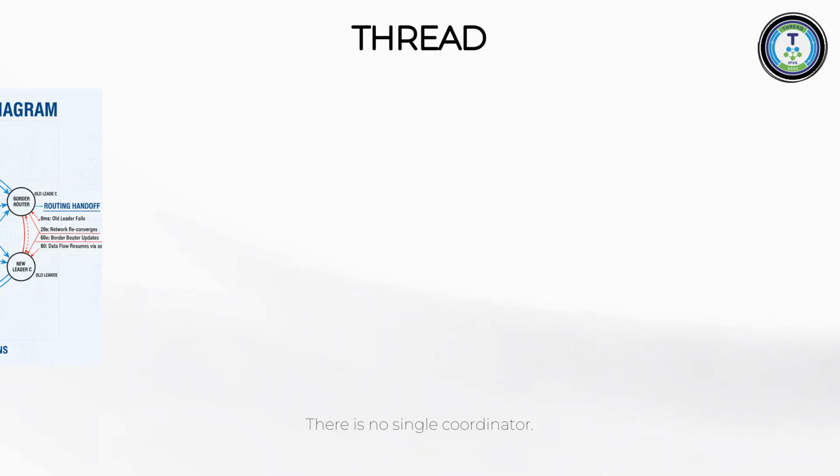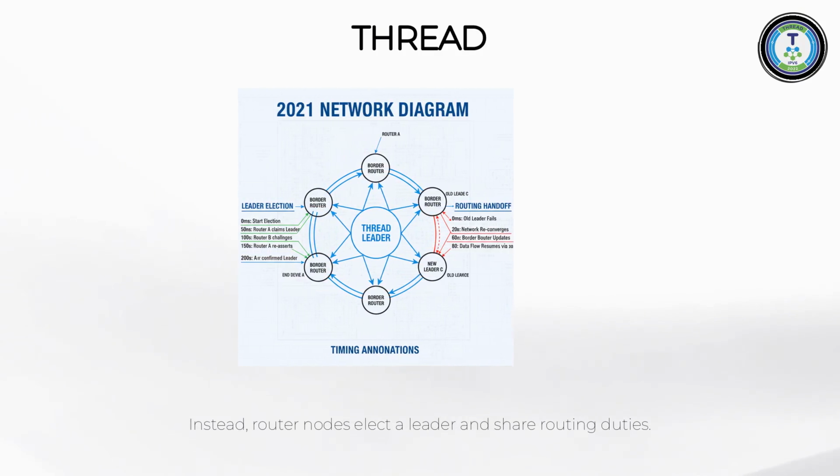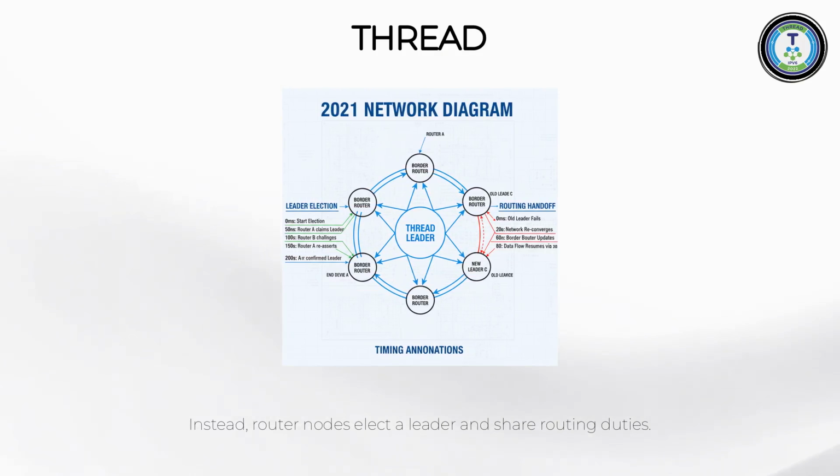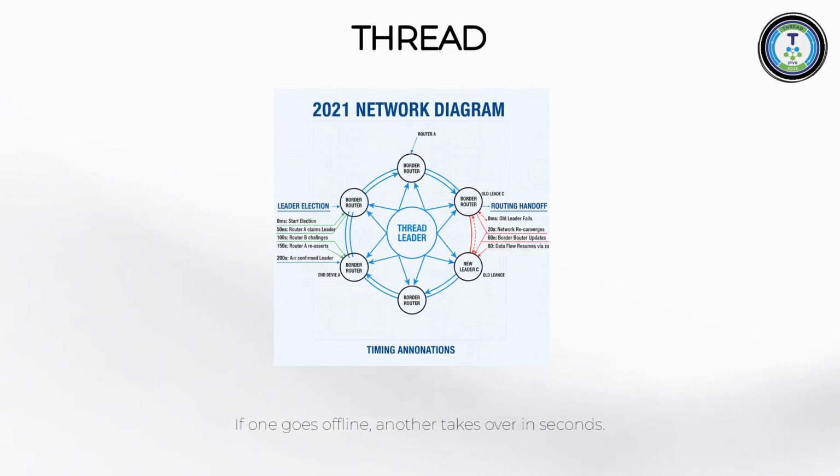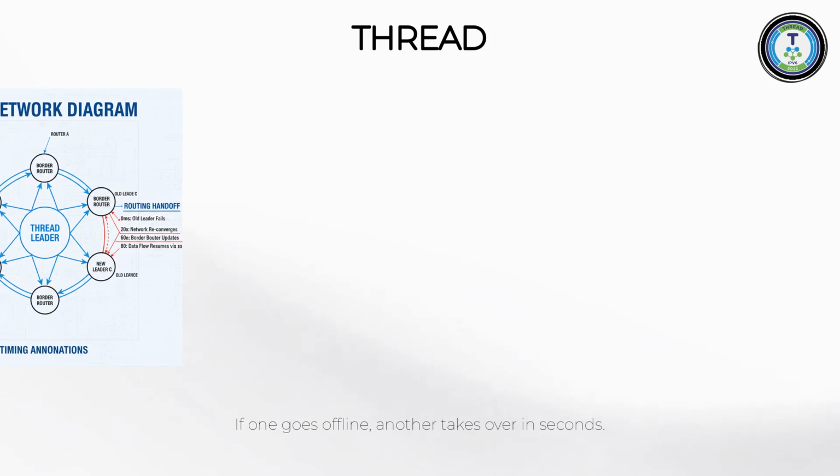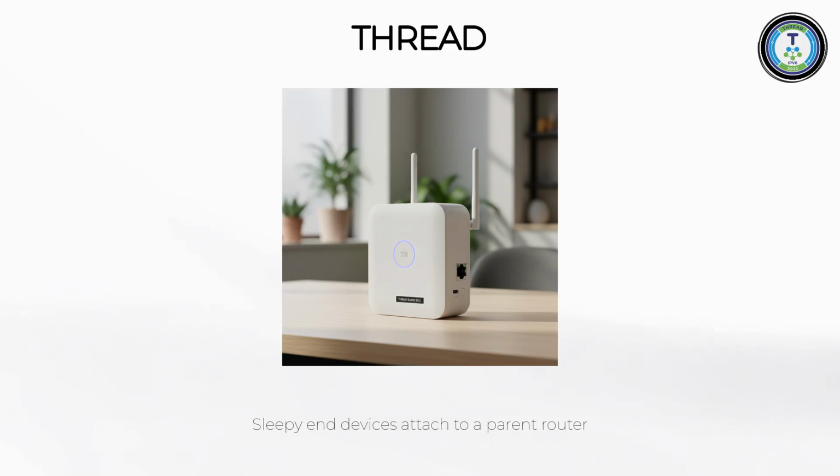There is no single coordinator. Instead, router nodes elect a leader and share routing duties. If one goes offline, another takes over in seconds. Sleepy end devices attach to a parent router that buffers messages while they sleep.